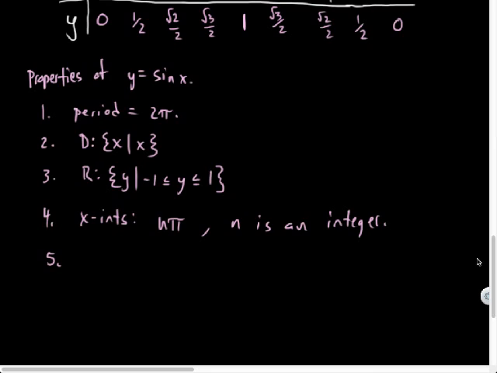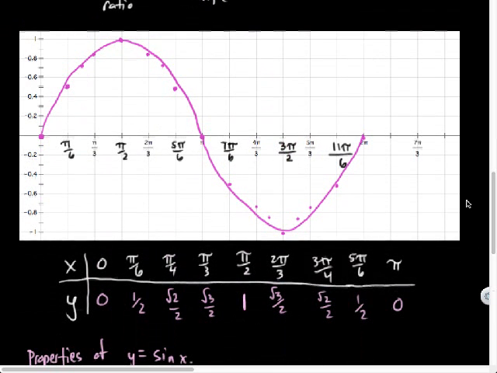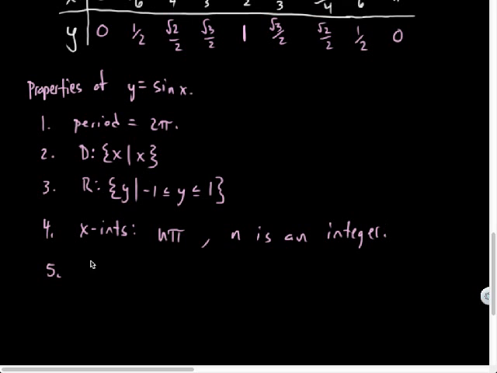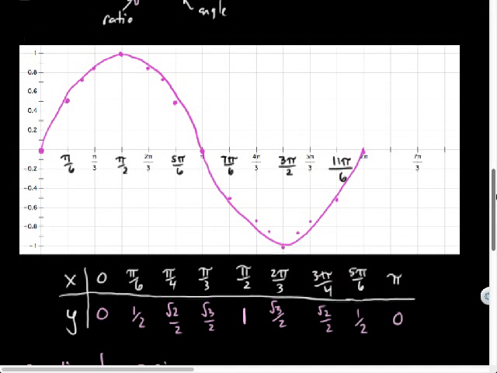What is the y-intercept for y equals sine x? 0, it's crossing at 0, right? And there's only one y-intercept. What is the maximum value and where does it occur? Maximum value is 1, and it occurs at pi over 2. Where's the next maximum value going to be? Or how far over would it be?